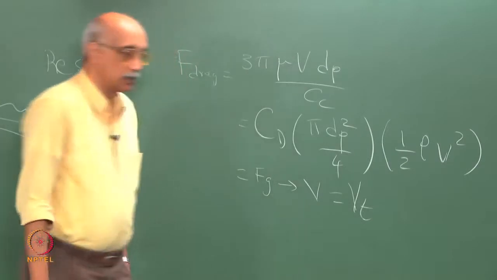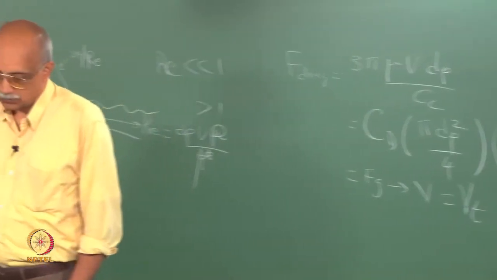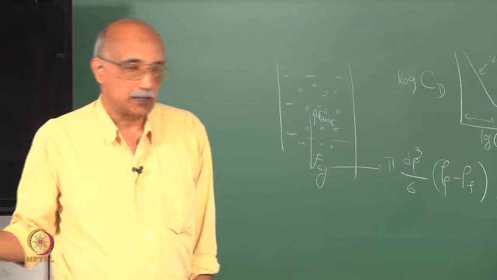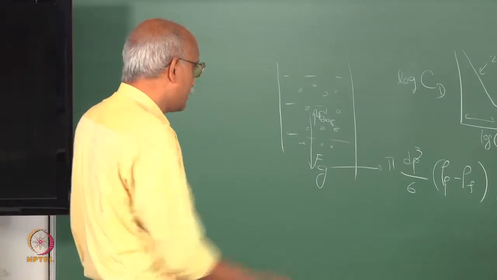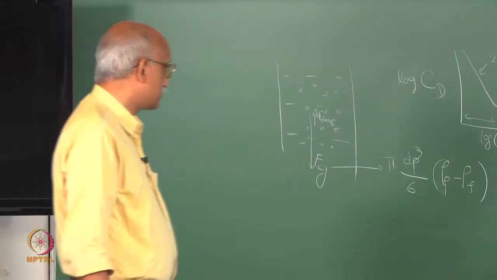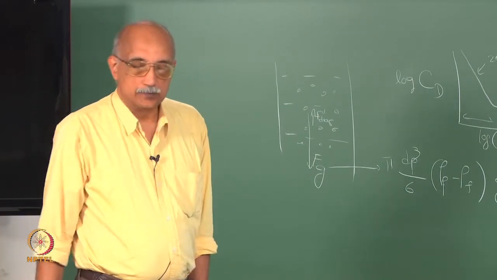So, Vt, or the terminal velocity, is achieved when the drag force and the gravitational force exactly balance each other. You can do this math and derive an expression for this V value.